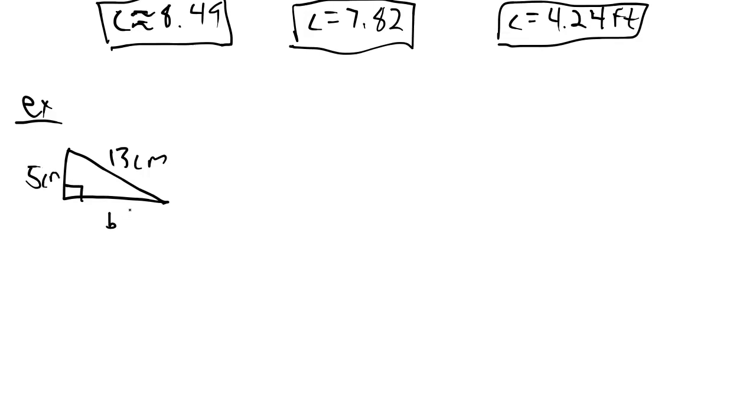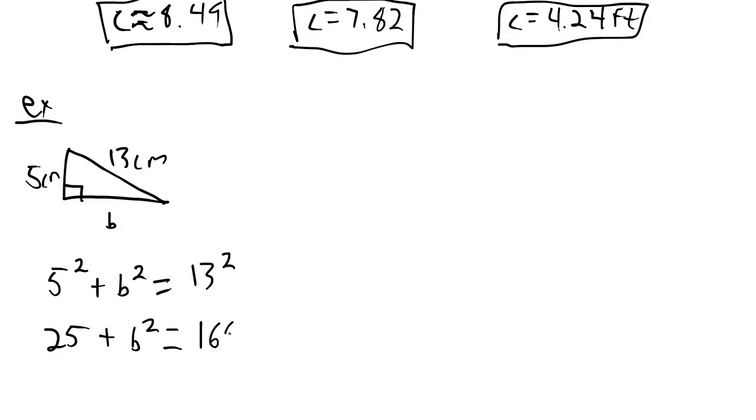If we're trying to solve for b here, what would we do? Well, we know that the two legs, so 5 squared plus the other leg, b squared, will be equal to the hypotenuse squared. Or this becomes 25 plus b squared is equal to 169. This gives us b squared is equal to 144. Take the square root of that and you find your last side is going to be 12. So this would be equal to 12.